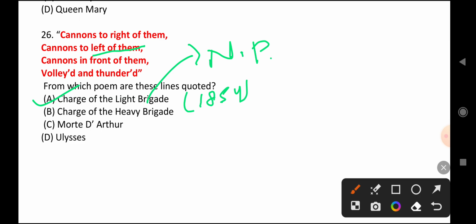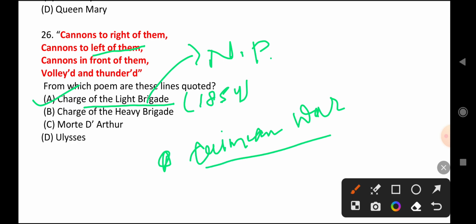In The Charge of the Light Brigade, the charge is an attack at the Battle of Balaclava during the Crimean War. Its background is always asked, so remember: what is the background of the Charge of the Light Brigade? The Crimean War. It is a narrative poem written in 1854.